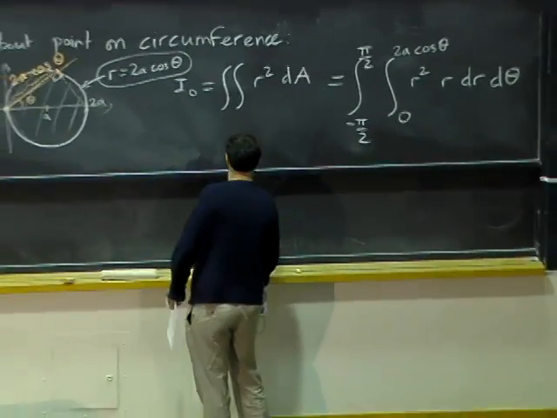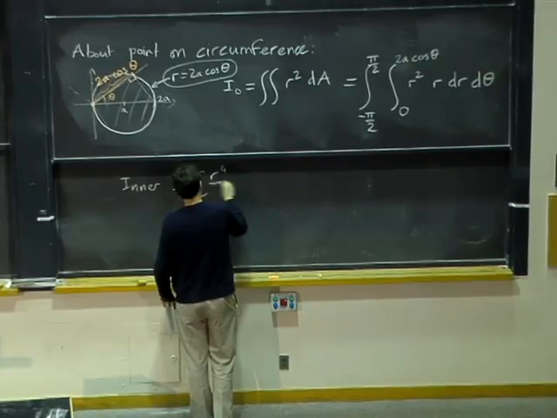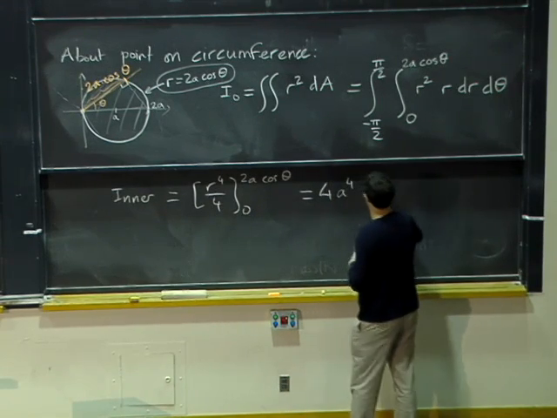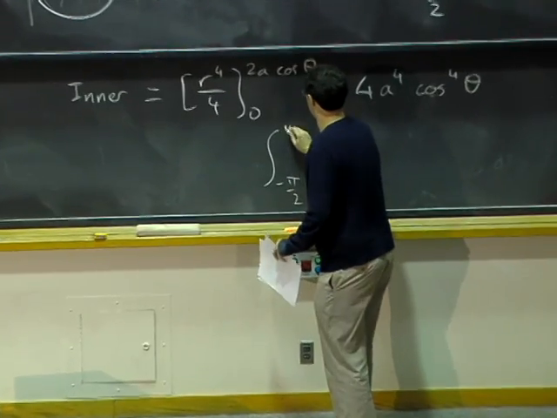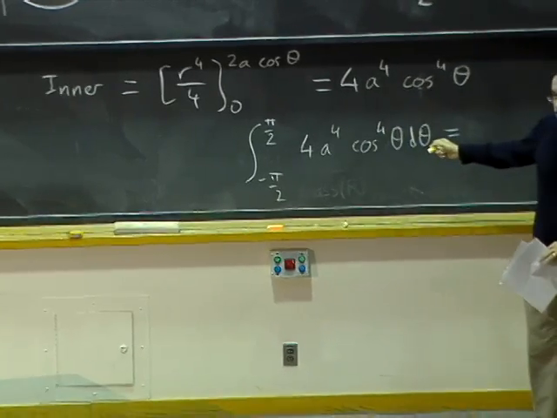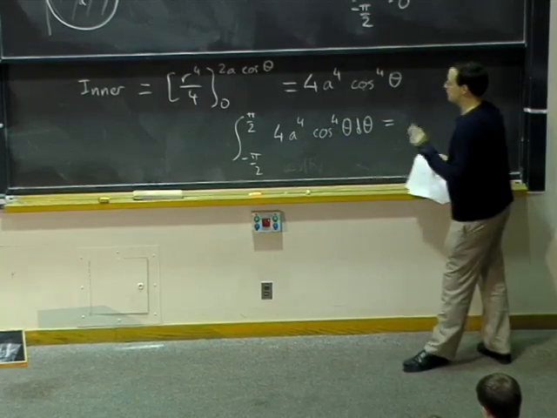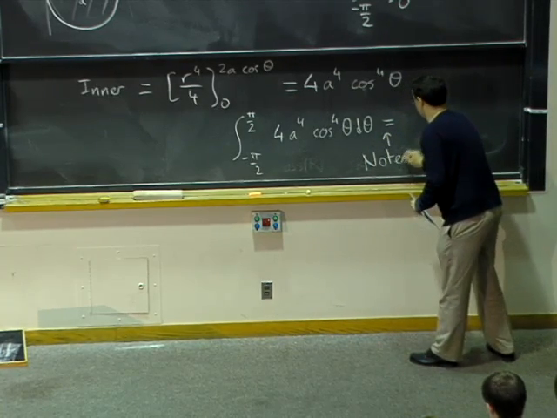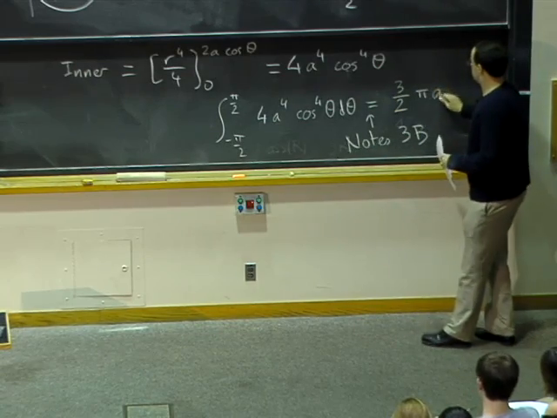So now if you compute that, the inner integral will be r to the 4 over 4 between 0 and 2a cosine theta, which will turn out to be 4a to the 4 cosine to the 4 theta. And now you will integrate that from minus pi over 2 to pi over 2. And that's again the evil integral that we had yesterday. So either we remember the method from yesterday, or we remember that there are formulas in the notes to help you. On homework, you can use these formulas in the notes. At the beginning of section 3B, there are formulas for these particular kinds of integrals. And that will end up being 3/2 of pi a to the 4.